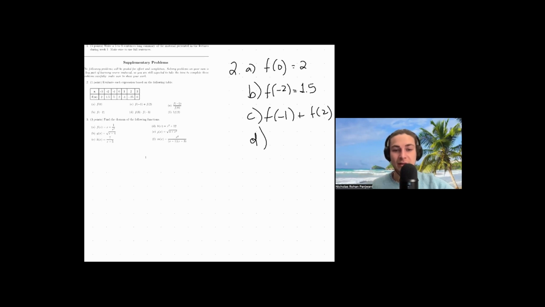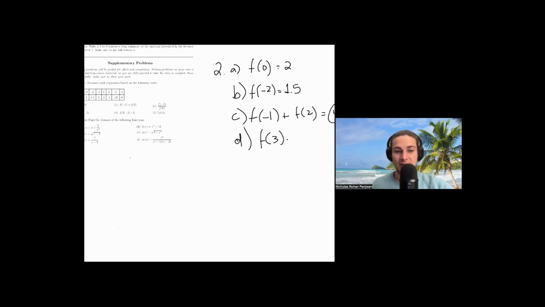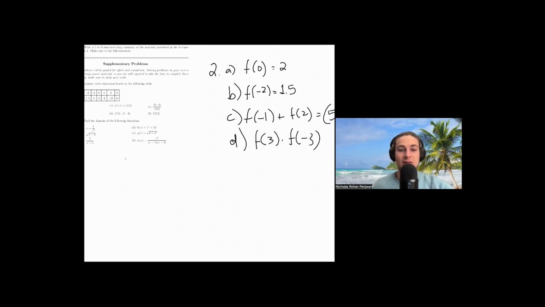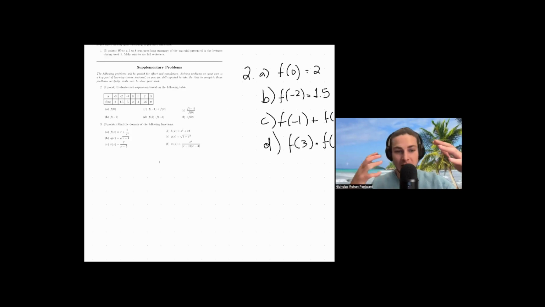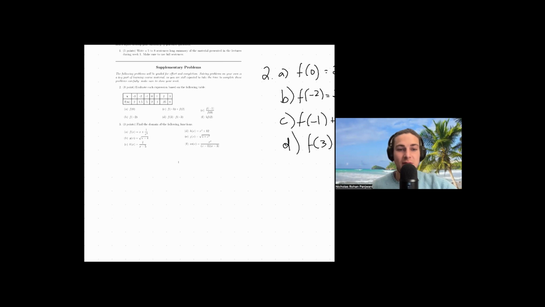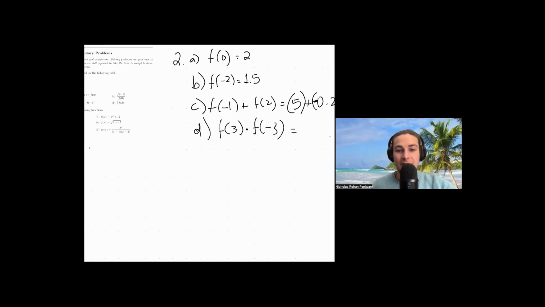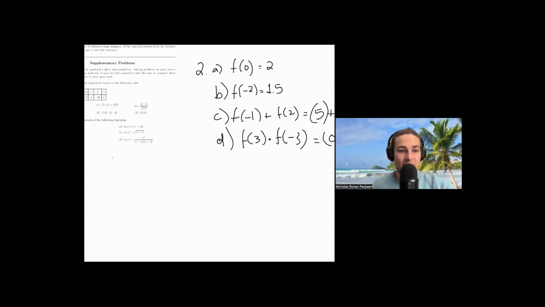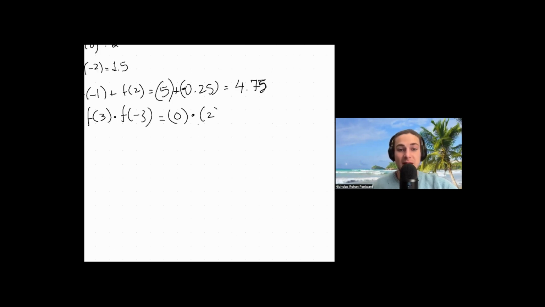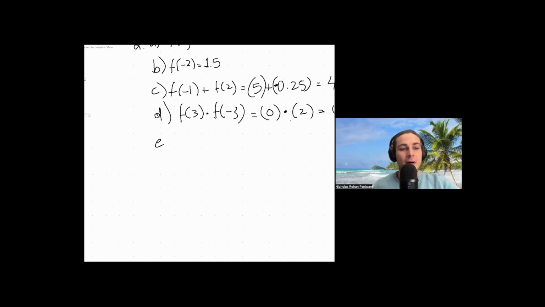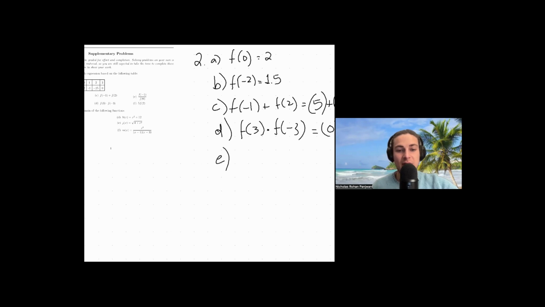D, f of 3 times f of -3. Okay, so we're going to take the results of each one and then multiply the results together. Again, just recommunicating that into language that hopefully makes sense to you. So f of 3 is 0. I almost wrote plus, but we're going to multiply that times f of -3, which is 2. So 0 times 2. 0 times anything is 0. Great.